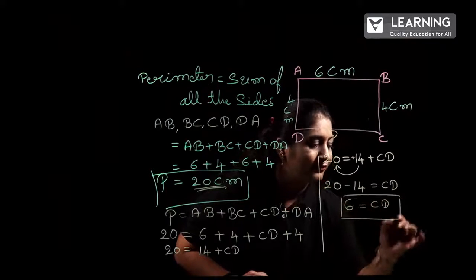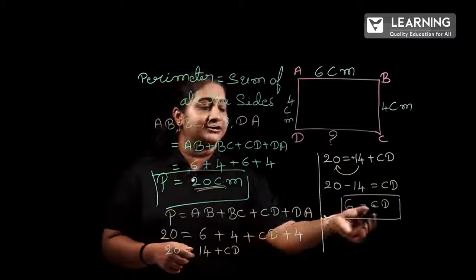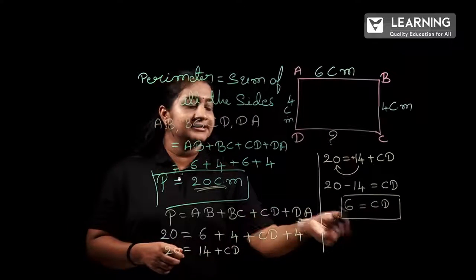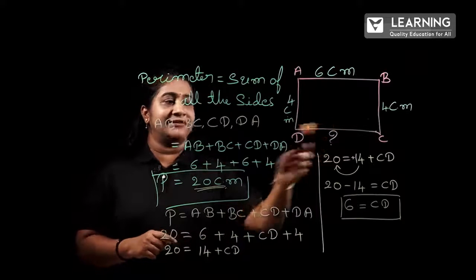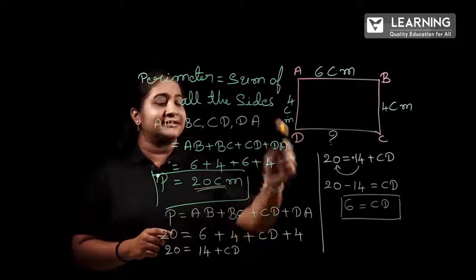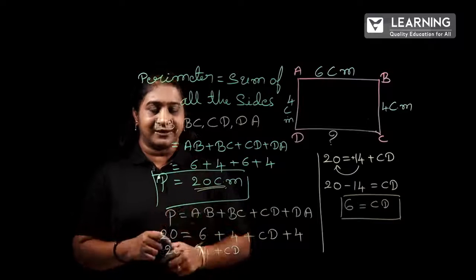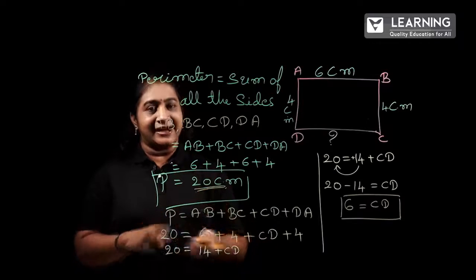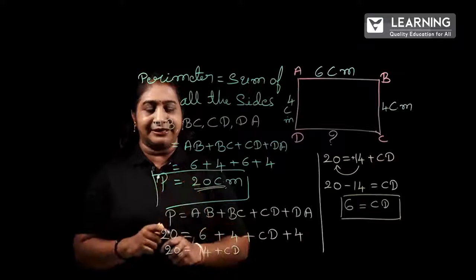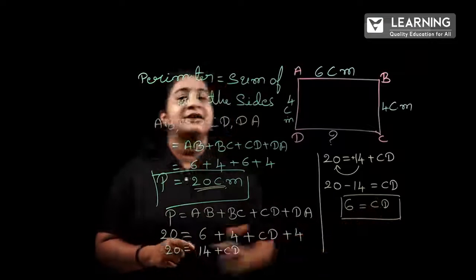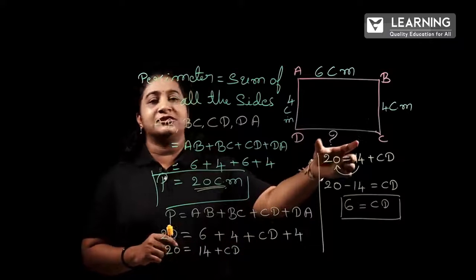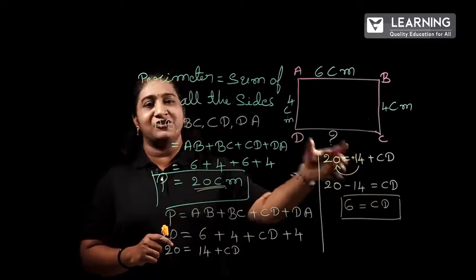Now we have found it. We have got the answer CD as 6 centimeter. So previously we took the CD value as 6 centimeter. Then we found out the perimeter. Then again we used the perimeter and substituted it in the equation, and we found out the unknown value, or the distance of the fourth side.